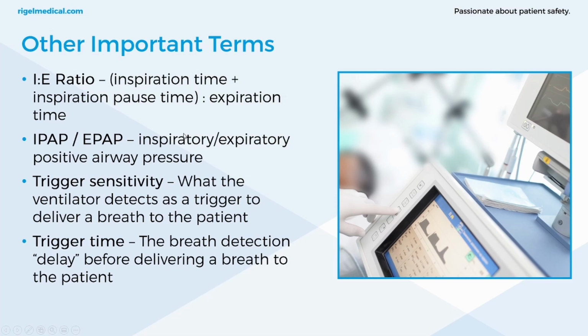We've got the I:E ratio. This is inspiration time plus inspiration pause time to the ratio of expiration time. Now this is during a full breath cycle, which we'll come on to shortly. We've got IPAP and EPAP, inspiratory and expiratory positive airway pressure. IPAP is your applied pressure from the ventilator during inspiration.